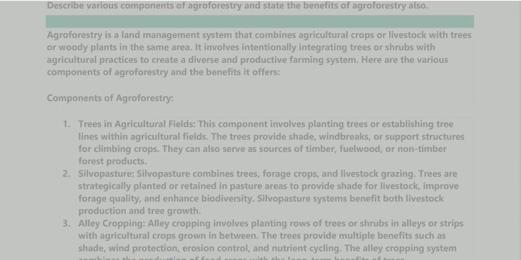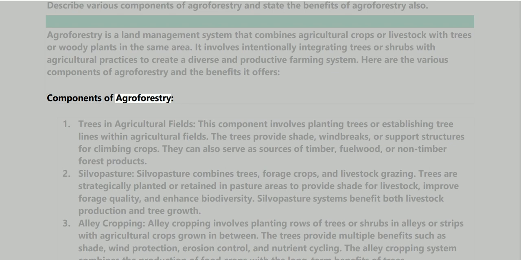Describe various components of agroforestry and state the benefits of agroforestry also. Agroforestry is a land management system that combines agricultural crops or livestock with trees or woody plants in the same area. It involves intentionally integrating trees or shrubs with agricultural practices to create a diverse and productive farming system. Here are the various components of agroforestry and the benefits it offers.